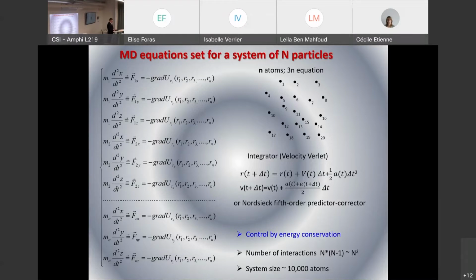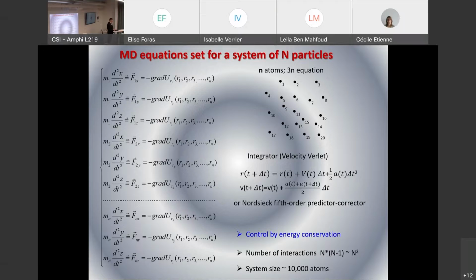In order to integrate the system in time, we can use different integrators, for example, the Verlet algorithm, velocity Verlet, very efficient but not very precise on a short time scale, or the Nordsieck fifth-order predictor-corrector algorithm, which has a high precision on a short time scale but is a bit more expensive computationally. The precision of the calculation one can also control by energy conservation. Energy of a closed system must be conserved.